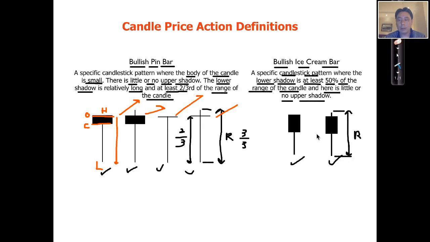Okay, and that's the lower shadow. So to qualify, this lower shadow over here has to be at least 50% of the range. In other words, half the candle must be the lower shadow. Okay, so same thing over here. And again, notice there's no upper shadow or a very small upper shadow. So this qualifies as a bullish ice cream bar. So again, please understand the definitions before we go on.